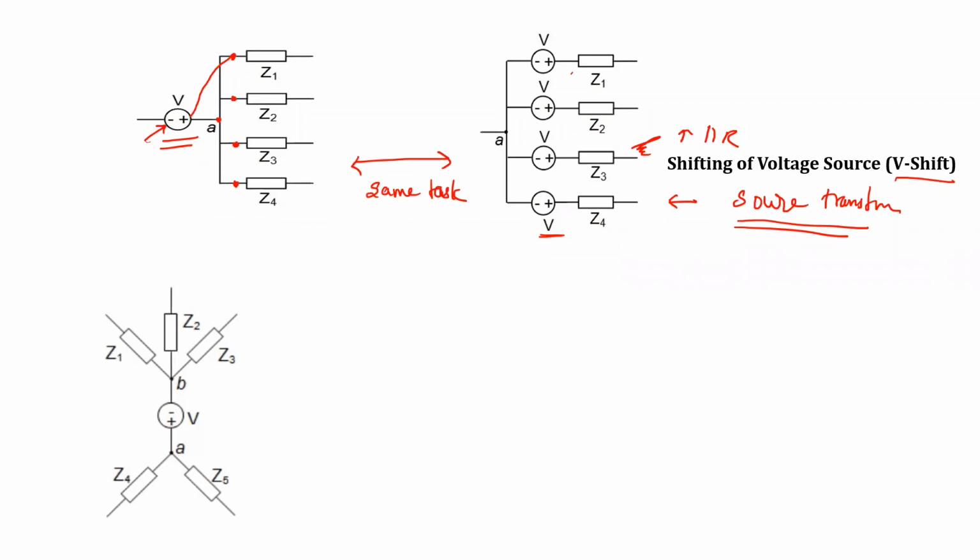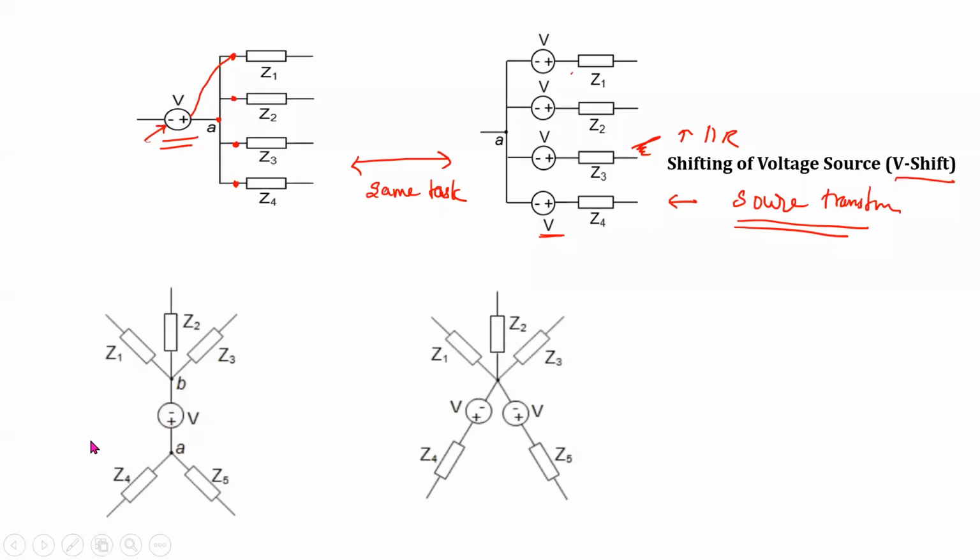But that is not the concept here. The concept is use source shifting, later apply source transformation to make the complex network into a simple one. This is the concept here. So I do a modification to this given network in this way. A positive voltage is applied to this point as well as this point. Do you agree? Yeah. So same thing is done here.